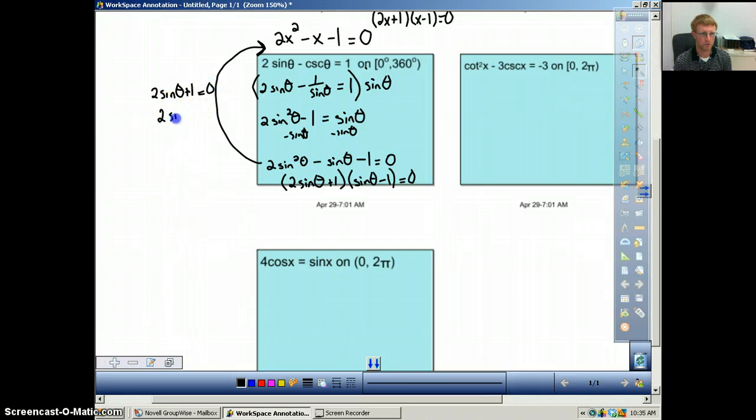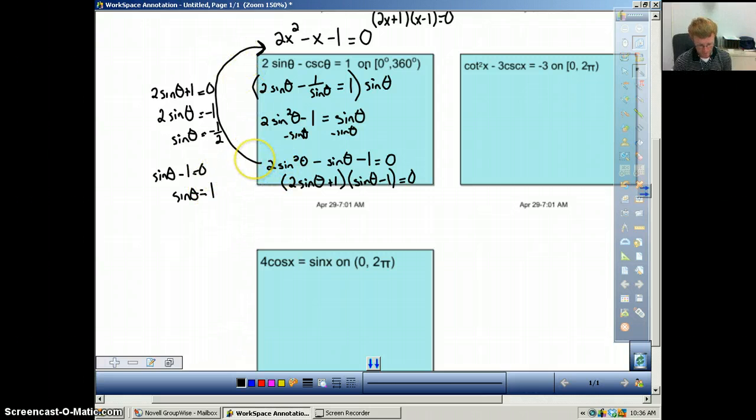That gives us 2 sine of theta equals negative 1, which means sine of theta will be equal to negative 1 over 2. So we need to figure out where sine of theta is equal to negative 1/2. We've done that before. And then also the other one, we have sine of theta minus 1 equals 0. So we also need to figure out where the sine of theta is equal to positive 1.